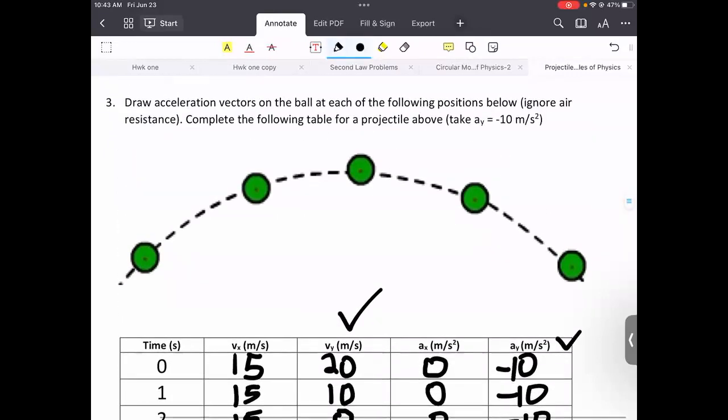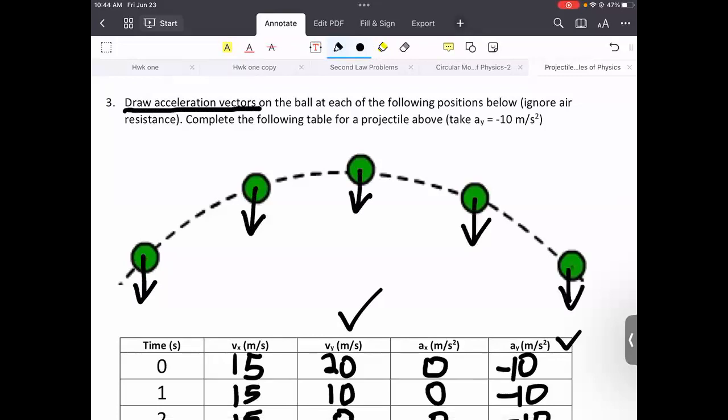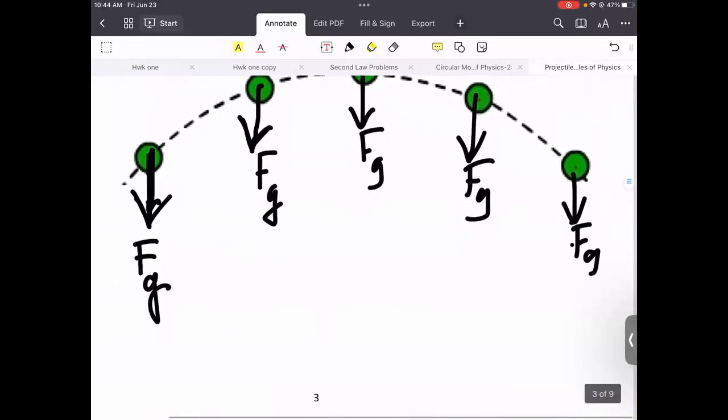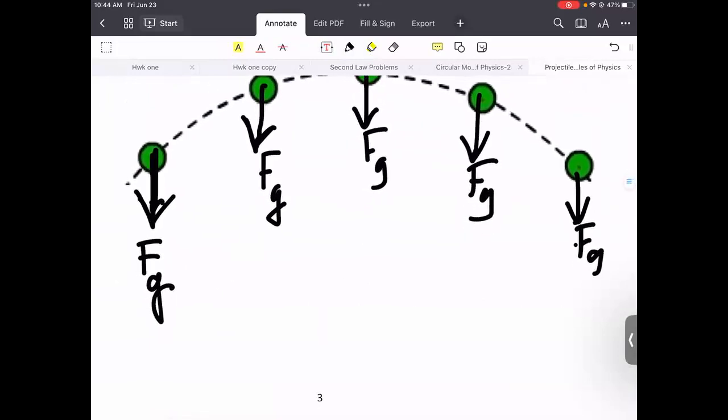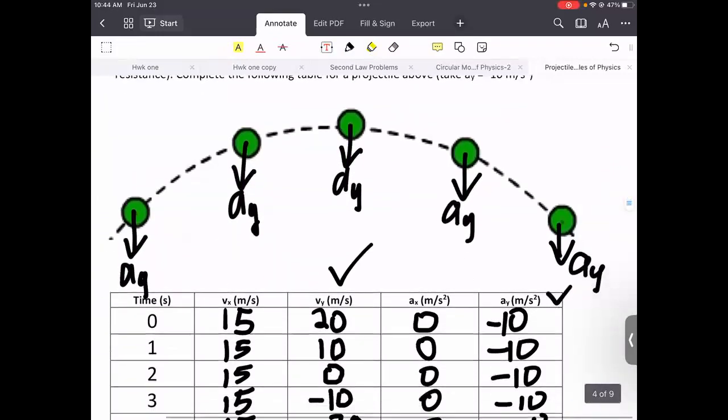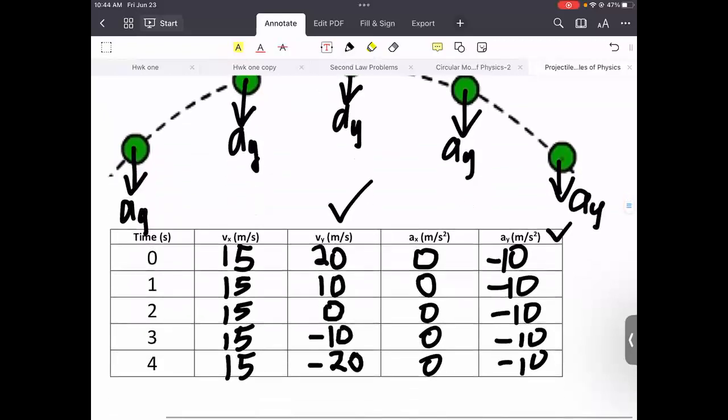And as for drawing the acceleration vectors, we can just say that acceleration is actually downwards all the time. So just like the forces were downward, acceleration in the y direction is downward at each and every point. Okay, so acceleration is downward, just like this diagram here. Remember, the second law says that the direction of the net force is the same as the direction of the acceleration. So there'll be no change in the direction of the acceleration.